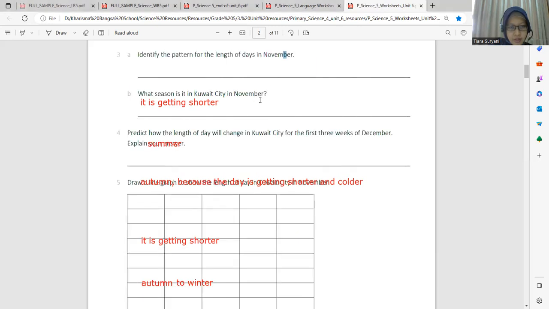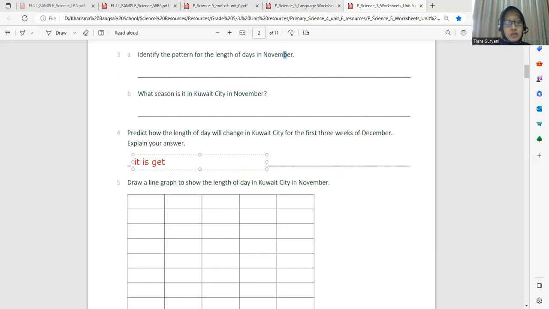And then the length of day in the city. At first, it is getting shorter and colder because winter is coming. And please memorize the table.